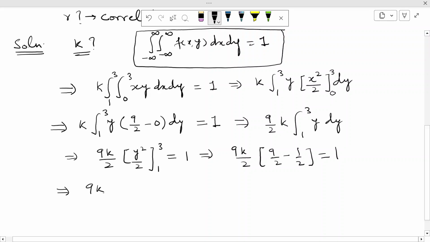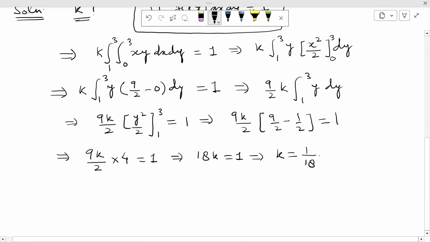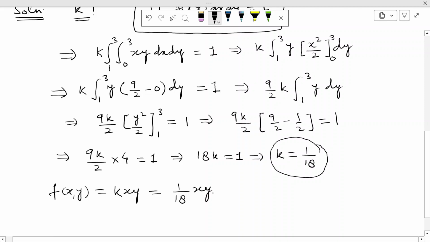So this will be 9k by 2 multiplied by 4 is equal to 1, and from here we will obtain 18k is equal to 1, and this further gives us the value of k as 1 by 18. So once we have this value of k, then our joint PDF is completely known to us, because our fxy is given as kxy, so this will be 1 by 18 xy.